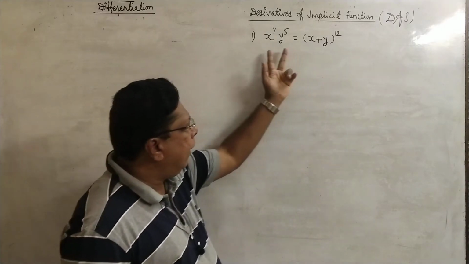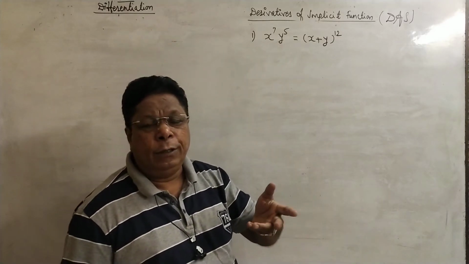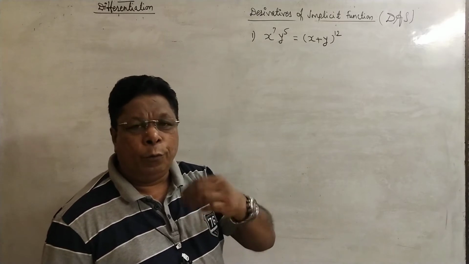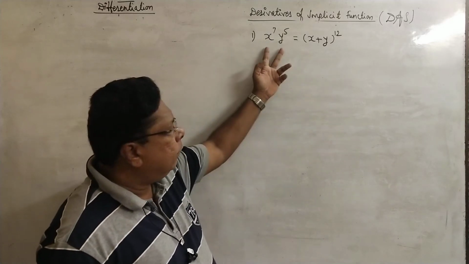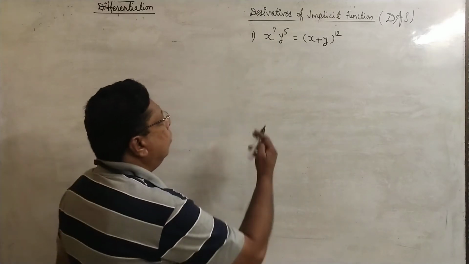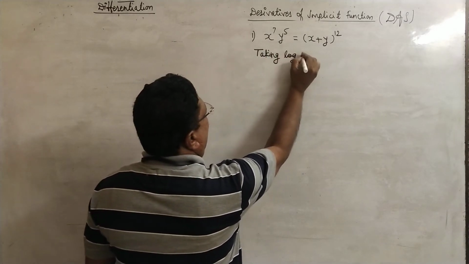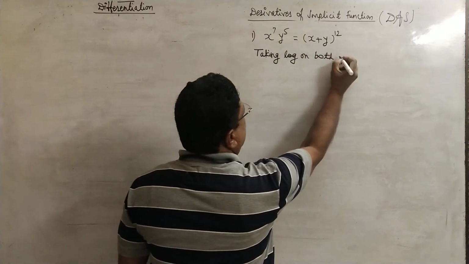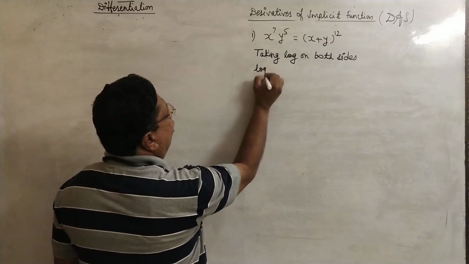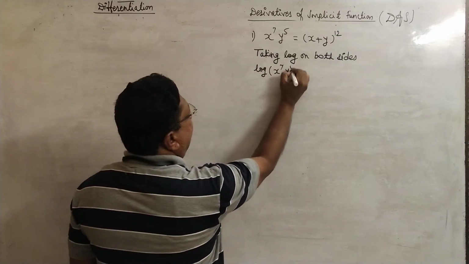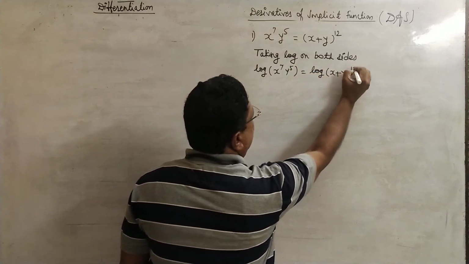Now observe here on LHS, these two functions are in product form. In logarithmic differentiation, we have seen that if two or more functions are in product form, then apply log on both sides. The same thing we have to do here. So taking log on both sides, it becomes log of x raised to 7 y raised to 5 equal to log of x plus y raised to 12.